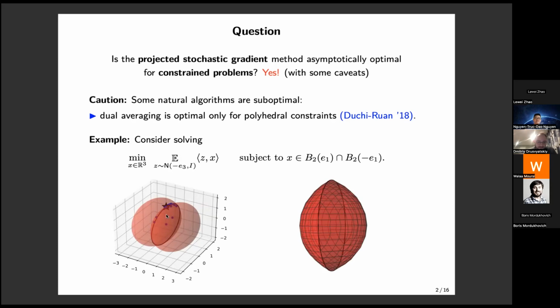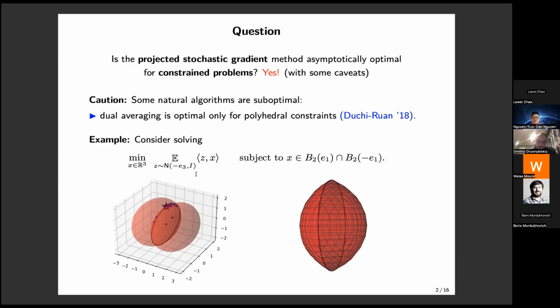So I have two balls that intersect, and they intersect in a pillow. That's my constraint. One ball is around E1, another ball around minus E1, and I intersect them. I get a pillow. The pillow has a sharp ridge. In nonlinear optimization, we call this the active manifold, and these constructions will become important as we go on. This is a non-smooth set because it has this ridge. It's smooth everywhere except for this ridge.